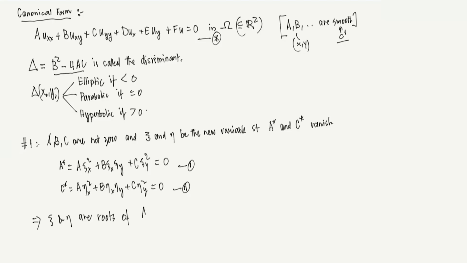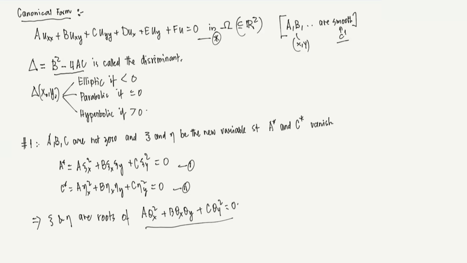It is A theta x square plus B theta x theta y plus C theta y square equals 0, right? What do I mean by this? I mean, if you replace theta with xi and eta, 1 and 2 are valid. So basically, we want to find xi and eta such that 1 and 2 are 0. And since 1 and 2 are exactly the same looking thing, it means that essentially xi and eta are the roots of this particular equation.